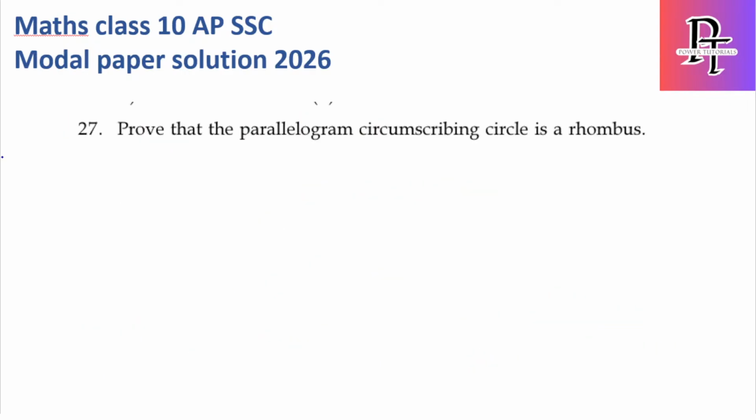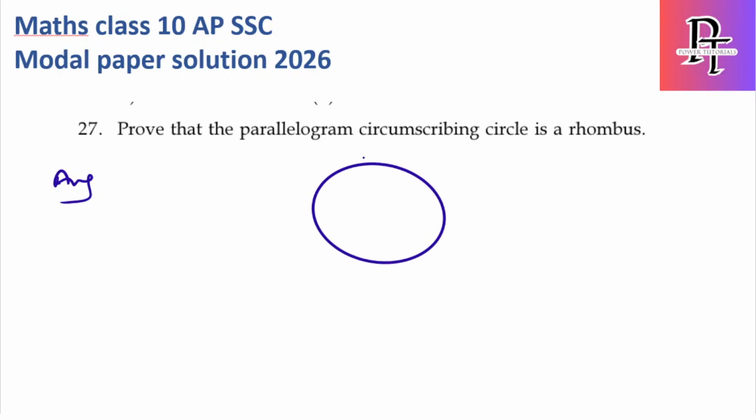Okay, let's move to the next one, 27th question. Prove that the parallelogram circumscribing a circle is a rhombus. This is the same question as the previous 2 marks question, but there they haven't asked for the proof. They simply asked for the sides relation, but in this question they are asking with proof. So let's solve this.